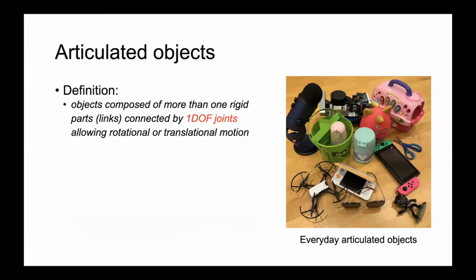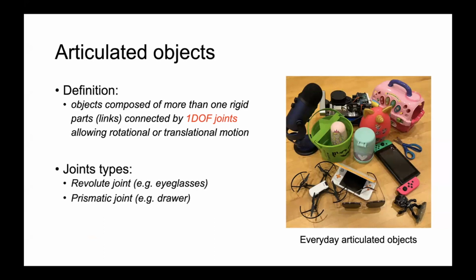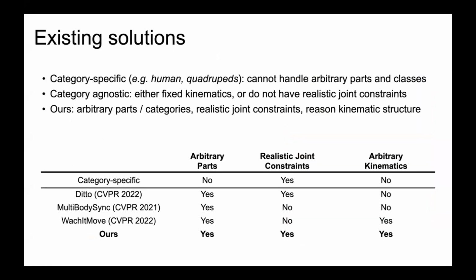Specifically in this work, we are focusing on objects which have a collection of 1 degree of freedom joints attached in arbitrary kinematic trees, right? If you look at everyday man-made objects, that's a very dominant mode of articulation. You can look at this collection of objects. And you'll notice these have two types of joints: revolute joints and prismatic joints. These are the kinds of objects we're trying to tackle.